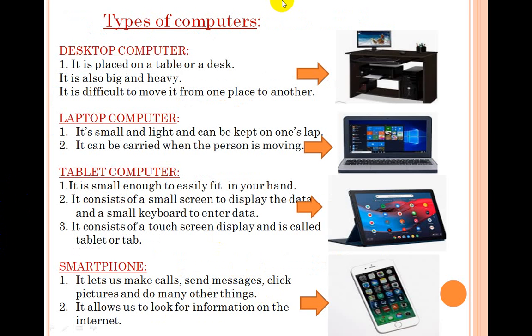Now we are going to learn the third topic, types of computers. We have four types of computers: desktop computer, laptop computer, tablet computer, and smartphone. So coming to the desktop computer, what do we mean by a desktop computer? It is placed on a table or a desk.